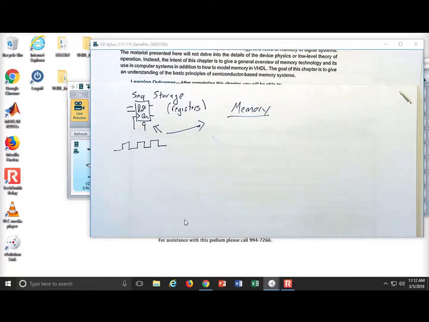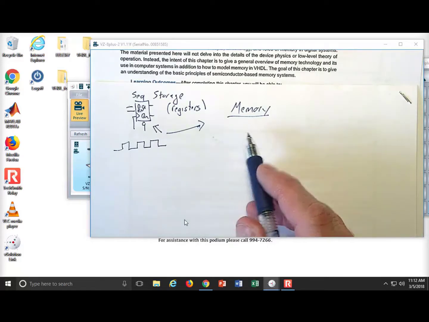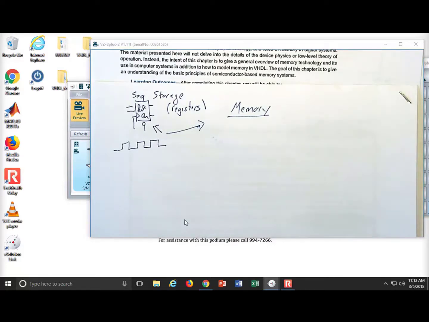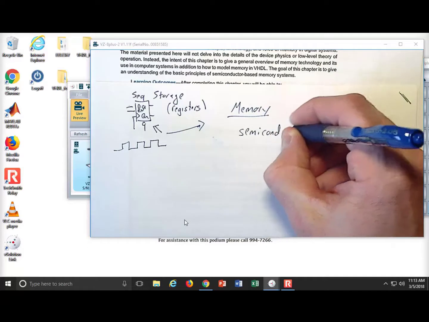What we do in the first part of this chapter is we define some terminologies and the basic block diagram of what a modern memory system looks like. And then we move into different types of memory technology, but the technology that we're always going to focus on is semiconductor.